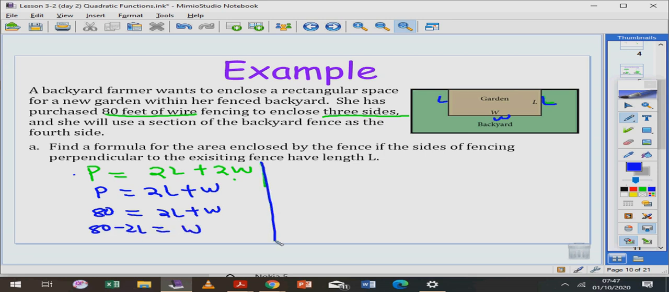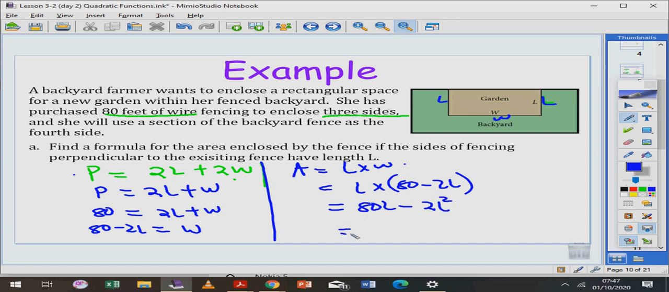So if I substitute in the formula for area, length times width, the area won't change. I will have length, which is L, and width, which is 80 minus 2L. And if I expand that, it's 80L minus 2L squared. Or I can rearrange it so that the quadratic term comes first. So this is my function for the area A, or I can write it as a function of the length.